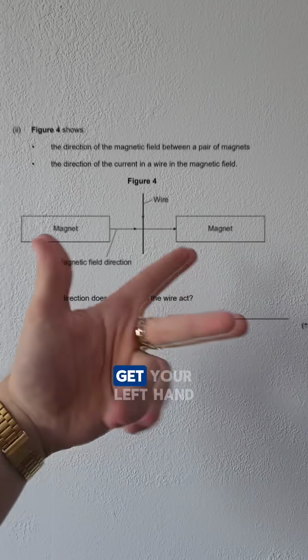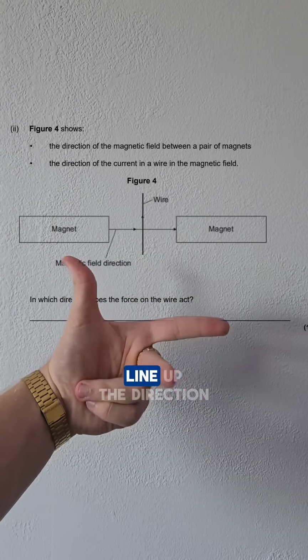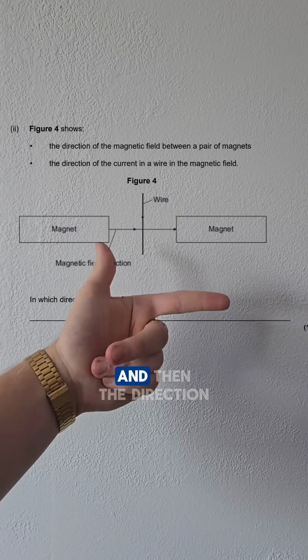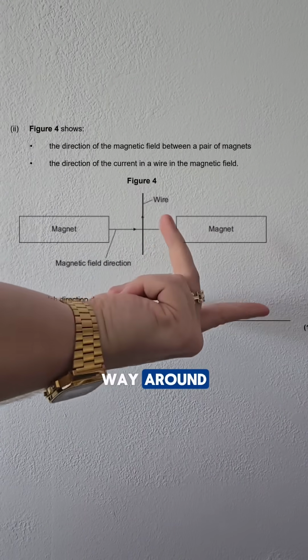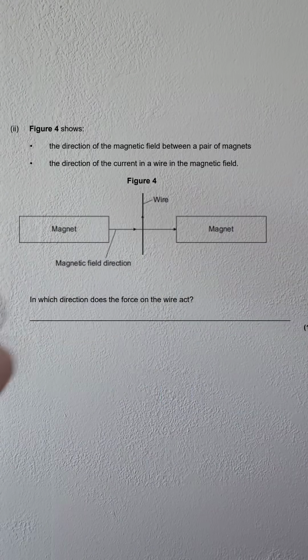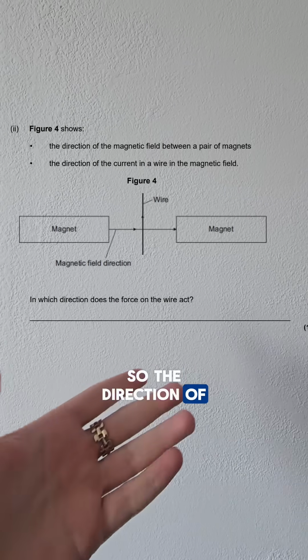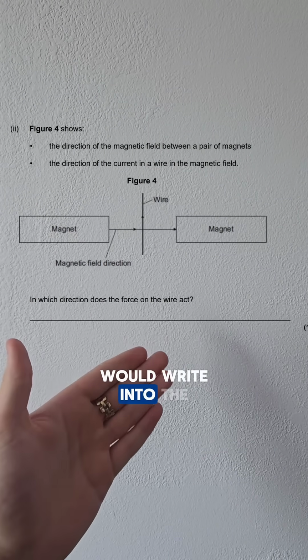Here's our first question. Get your left-hand rule fingers ready, line up the direction of the magnetic field, and then the direction of the current. Your current is going up here, so you've got to twist all the way around and think where your thumb is pointing. It was going into the page. So the direction of the force in this case, I would write into the page.